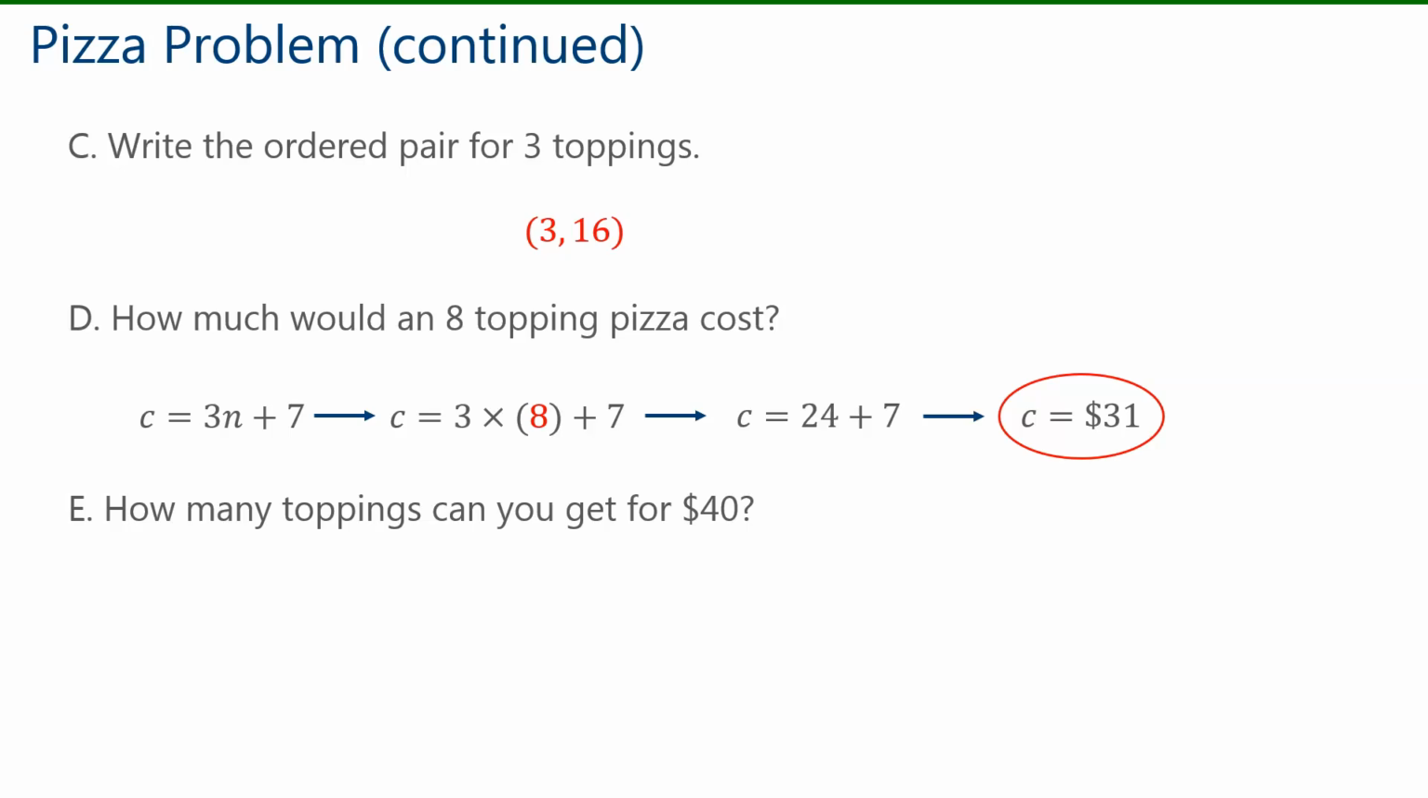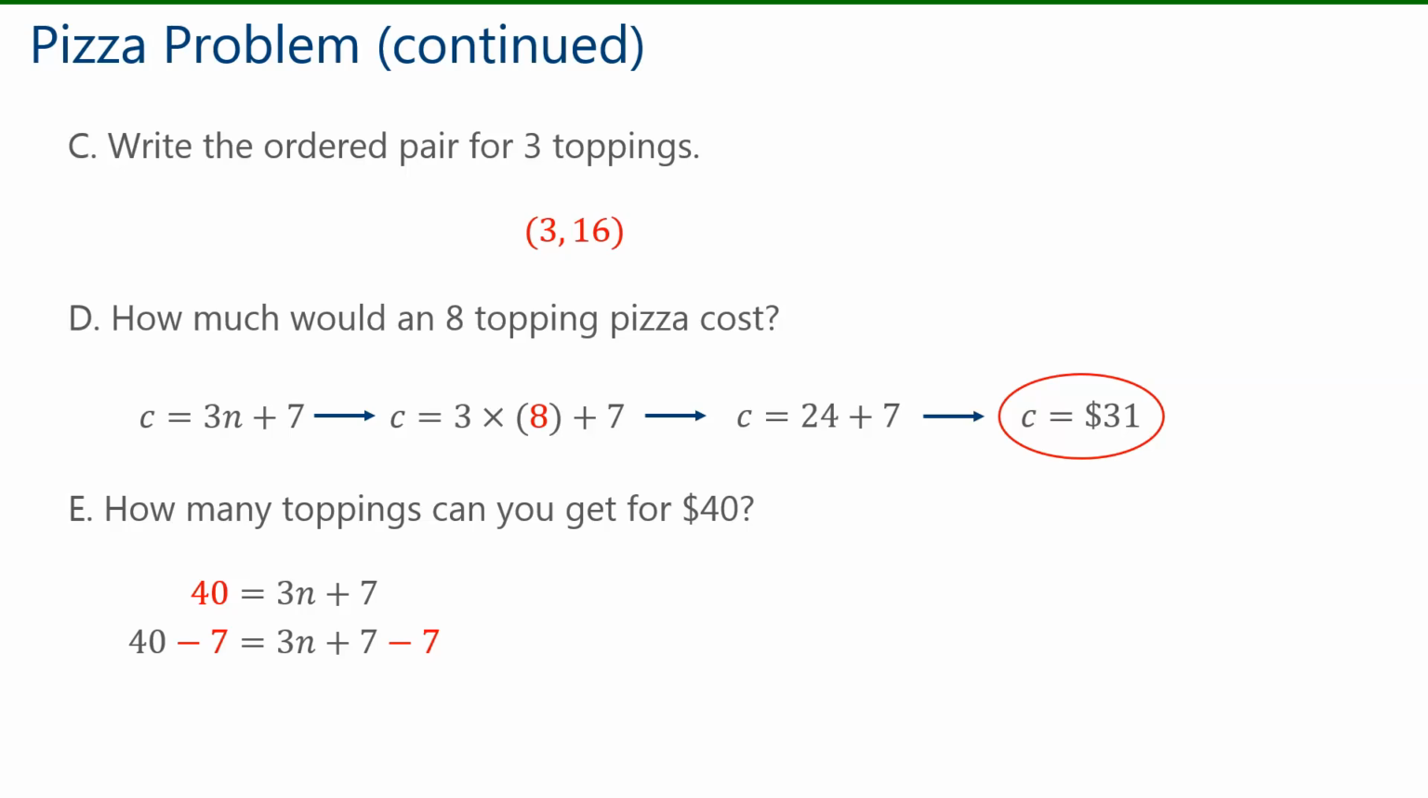Final question, how many toppings can you get for $40? Well, in this case, we need to substitute the 40 in place of c, which is our cost. And we're going to solve for n by isolating the variable. The first thing we want to get rid of is the plus 7. So we're going to subtract 7 from each side of the equation.